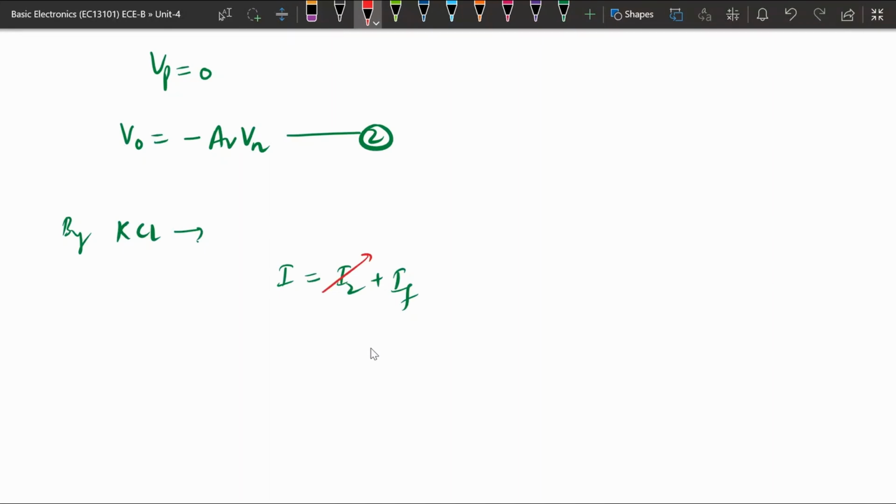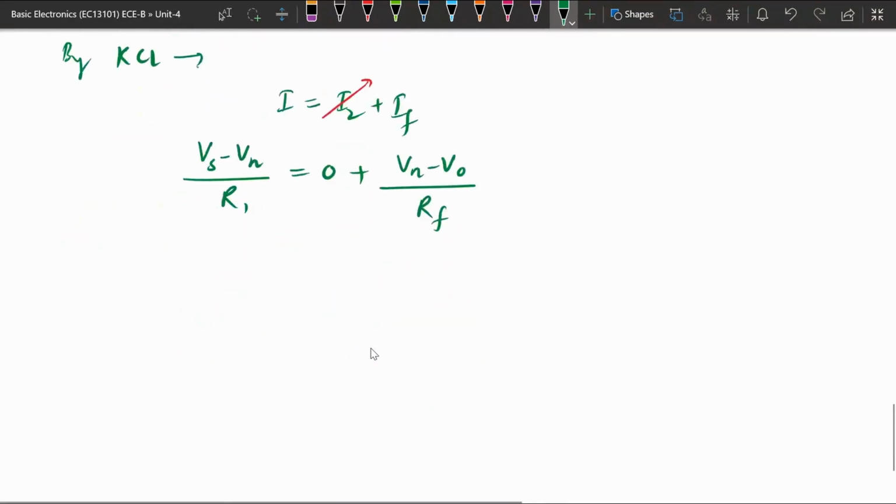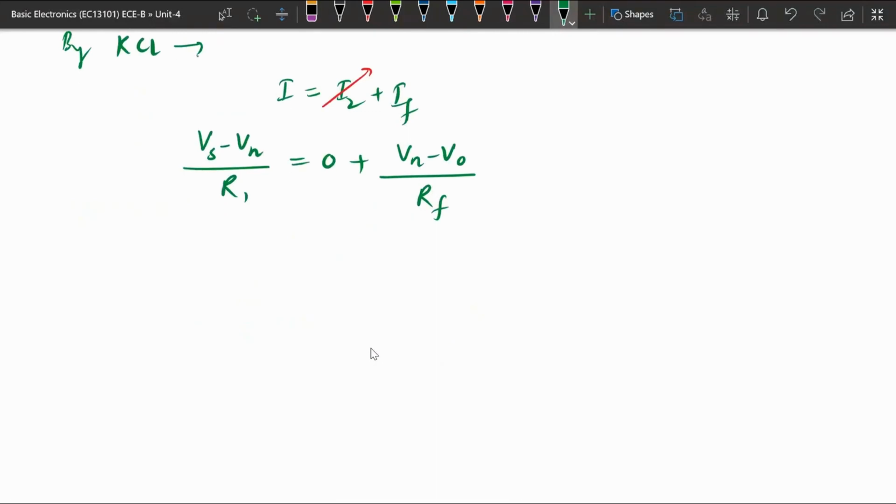So in this case I2 will be 0, and we will apply the KCL. I will be represented by the current Vs minus Vn divided by R1. Vn we had assumed 0 because of the virtual ground, but this time we will not assume it 0. So that equals 0 plus If, which is nothing but Vn minus V output divided by Rf. Now we are not going to assume Vn is equal to 0. We will have Vn not equal to 0.